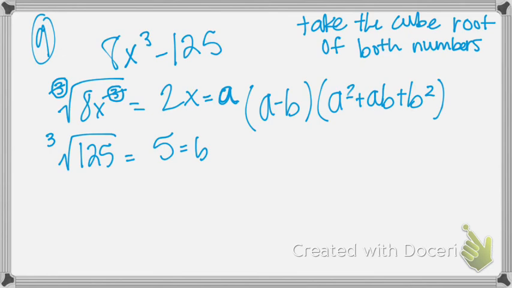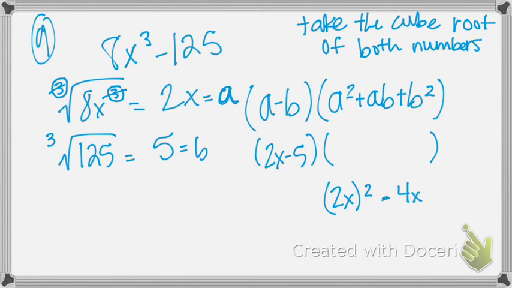So the first set of parentheses says A minus B. So it's going to say what minus what? Oh, you want us to plug it in? Mm-hmm. 2x minus 5. Yep, 2x minus 5. All right, the second set is going to be A squared. So if A is 2x, 2x squared is what? What's 2 squared? 4. What's x squared? Just x squared. So it'll be 4x squared. What's A times B? 2x times 5, 10x. And B squared, so 5 times 5 is 25.